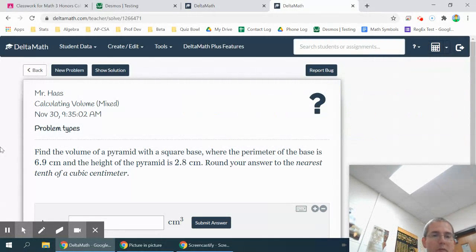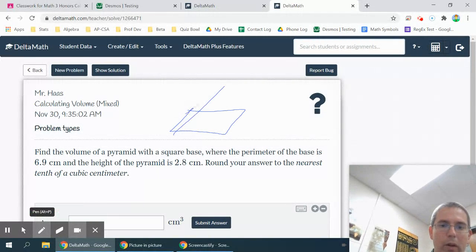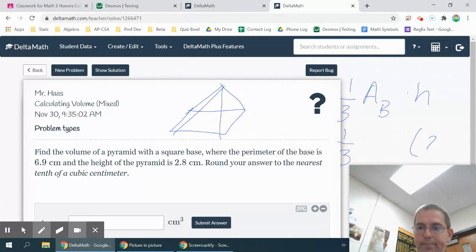Now, one more volume problem. This one's talking about a pyramid. A pyramid actually doesn't have a circular base. It tells you it has a square base, but it still comes to a point, so you're still going to have a 1/3 like we did on the cone. So 1/3 the area of the base times the height. And the height in this case is 2.8.